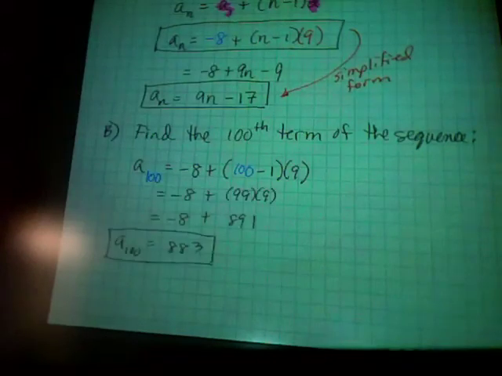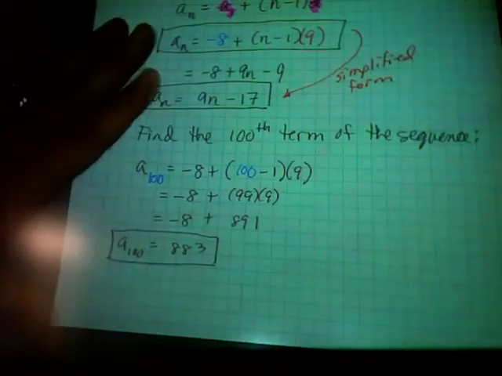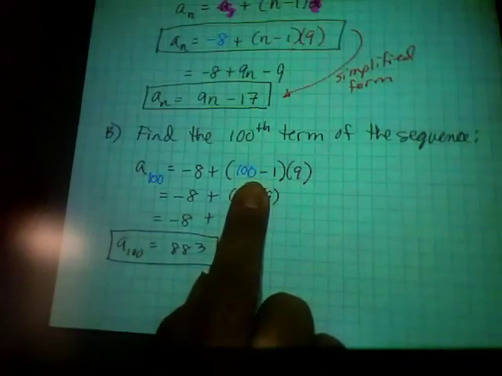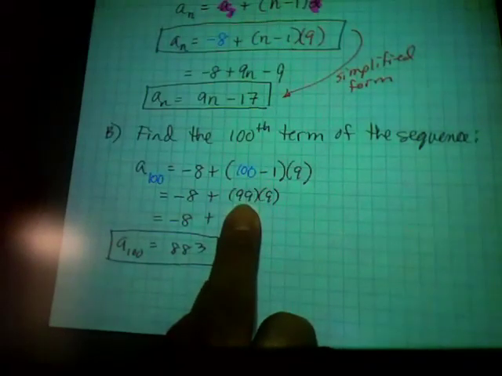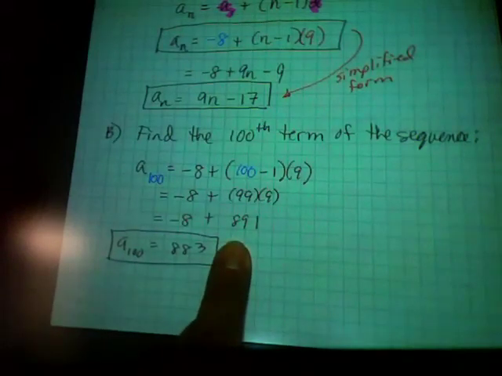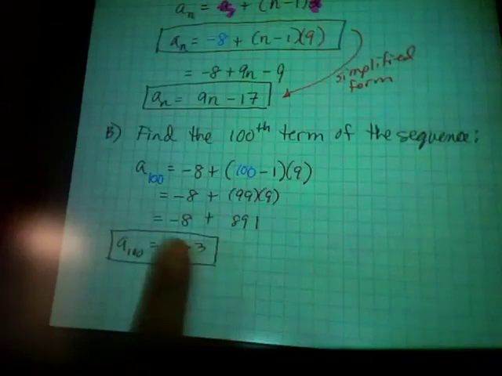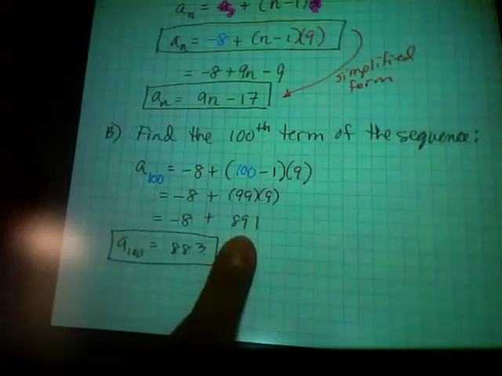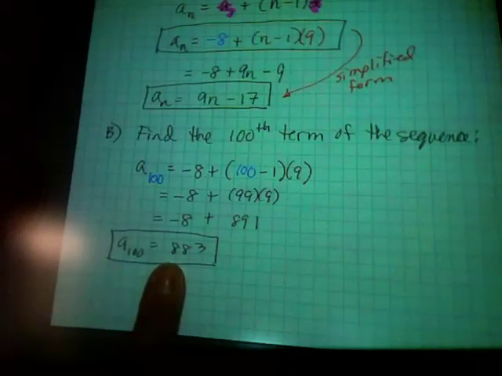So for some of you struggling with the math, you should have gotten 883, right? When you take the 100 minus the 1, you get 99. Then 99 times 9 is 891. If you don't believe me, do it off to the side. Because these are opposite signs, you have to subtract. Keep the sign of the larger. If you subtract 8 from 891, you get 883.